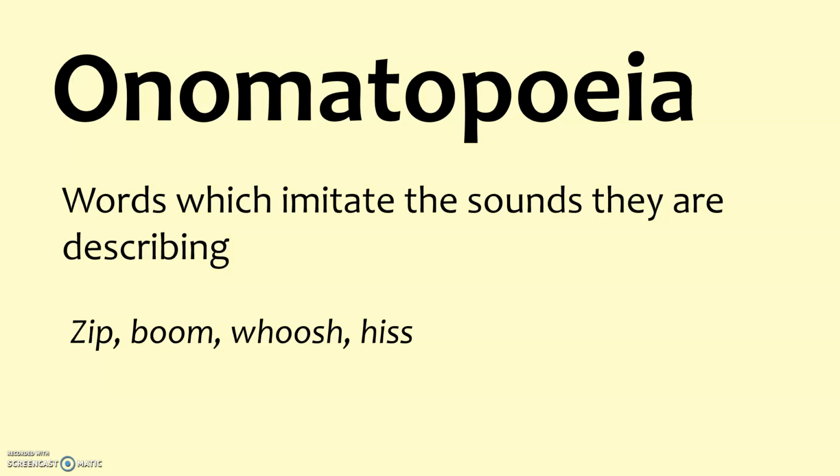Onomatopoeia, an old favourite, often first taught at primary school, words which imitate and copy the sounds that they are describing. For example, the word zip sounds like the noise that a zip makes. It's onomatopoeic. Boom, whoosh, hiss. And there's multiple more of those as well. So there it is, onomatopoeia, one that's possibly more tricky to spell.